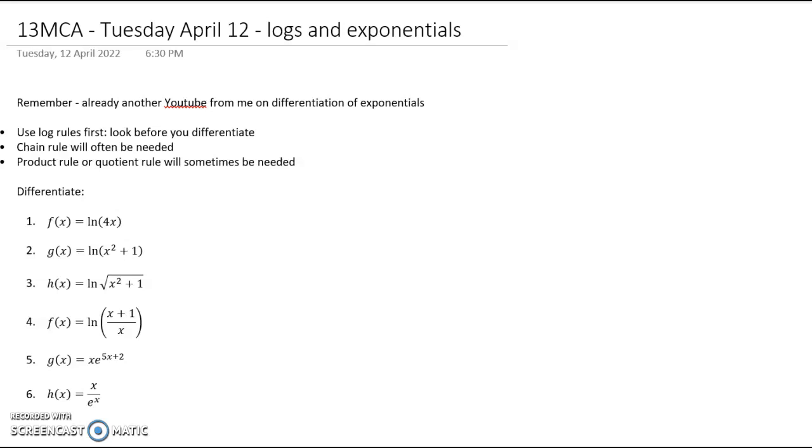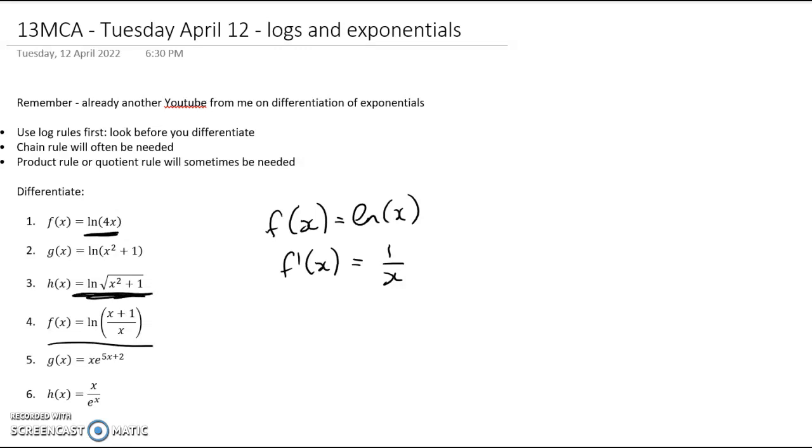So what we're looking at here is how we differentiate logs and exponentials. Remember, these are my basic rules. If I've got the natural log of x, then the derivative is simply 1 over x. In these questions here, you're going to need to do two things. Sometimes we can simplify what we're starting with first. I'm going to be nice and give you a clue about where I can do that. And often we'll need to use the chain rule.